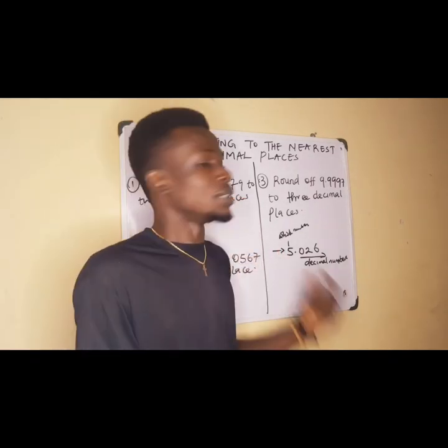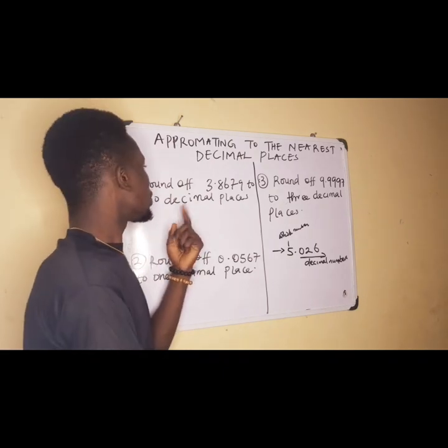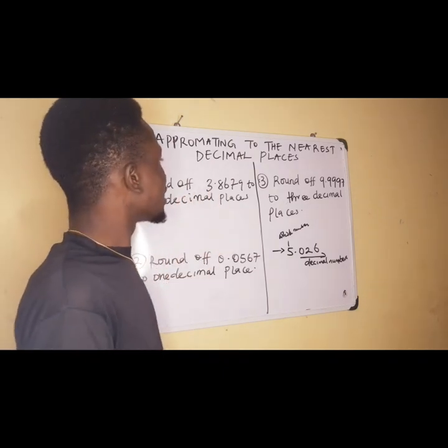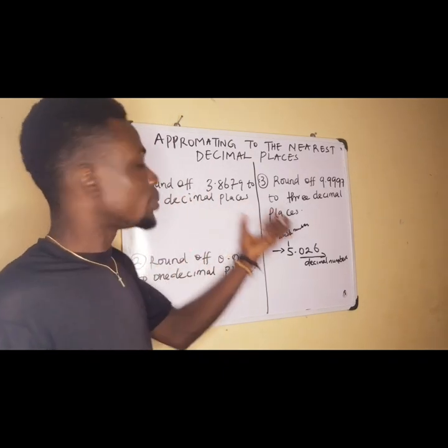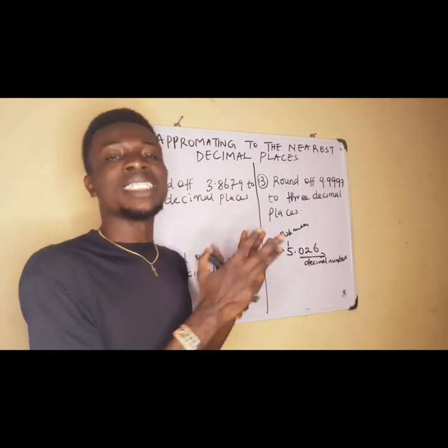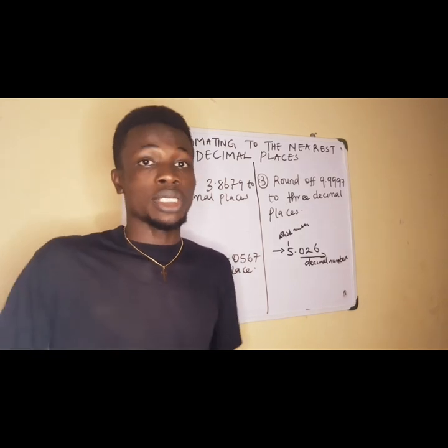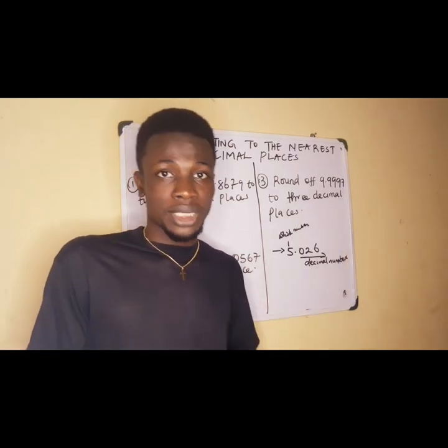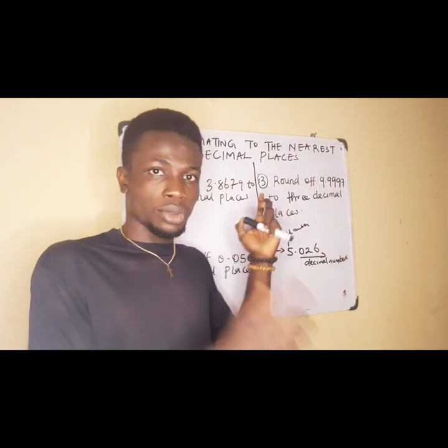Now let's go in. The first question says round off 3.8679 to 2 decimal places. Now when you're rounding up to decimal places, the whole number will remain the same. It will not change. You're not going to throw it away. In the final answer you're going to put, it is still going to be there. So look at what I mean.